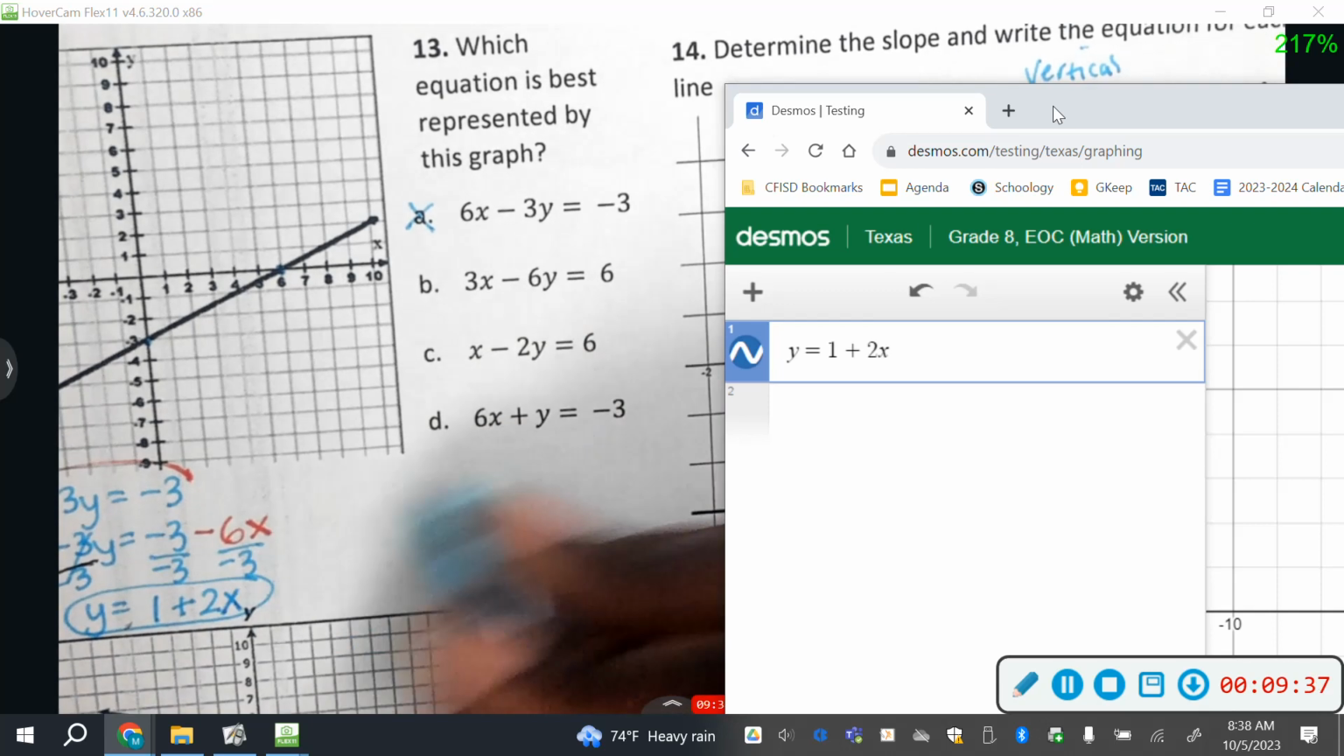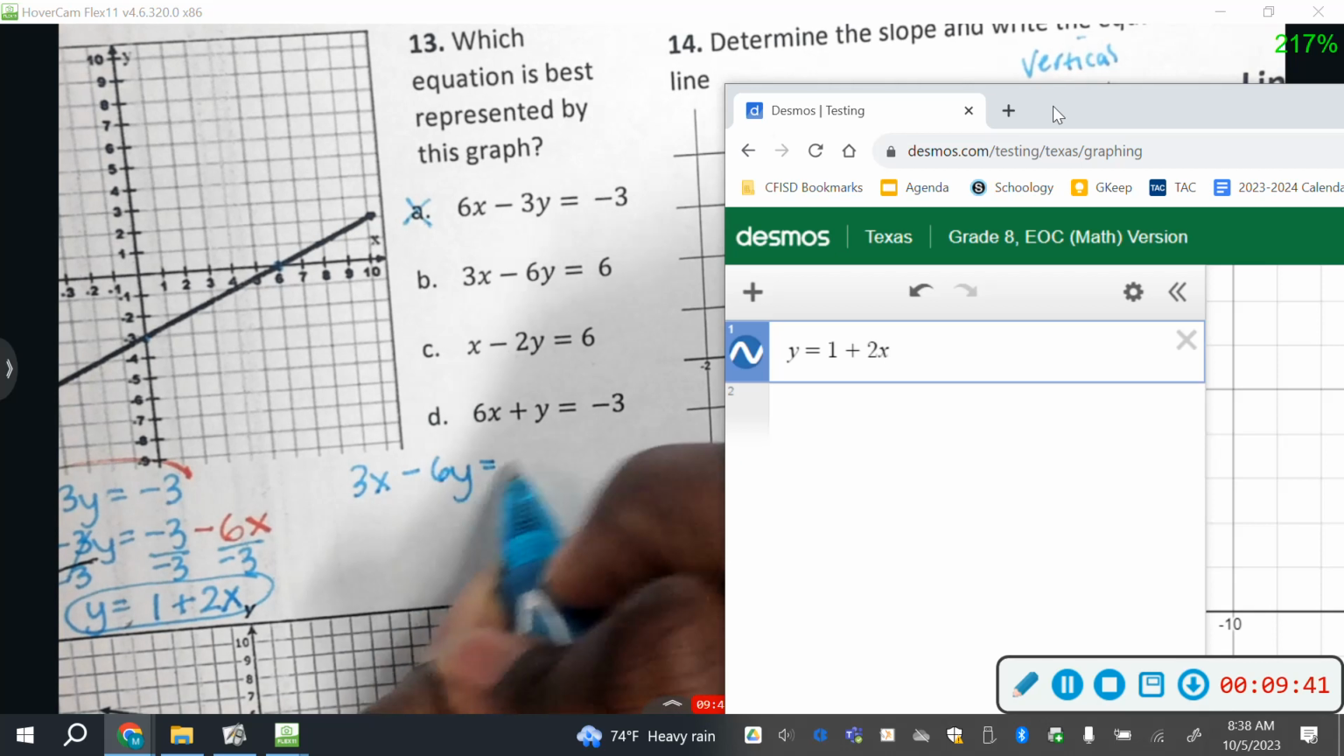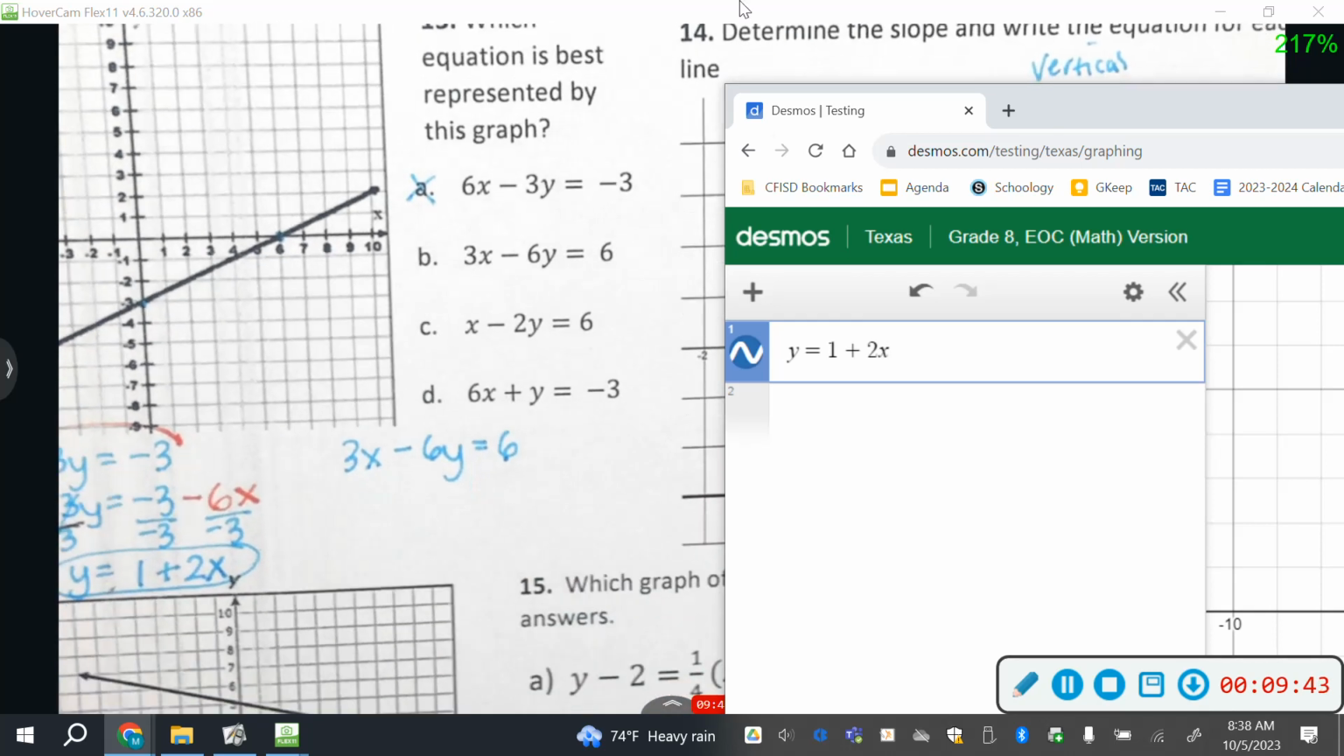This one's going to take some time to go through, so next, solve B and see what you get.